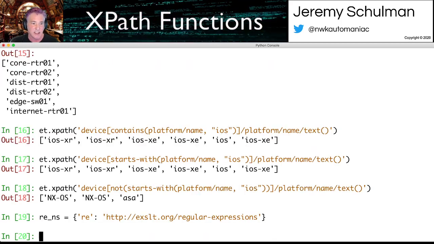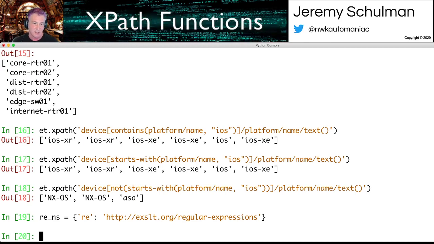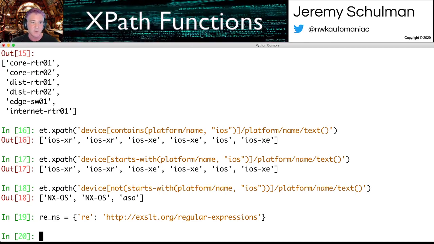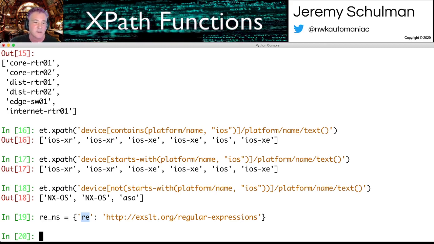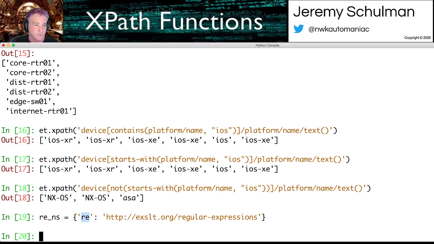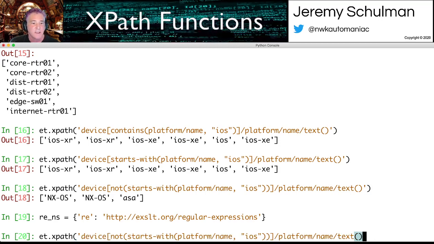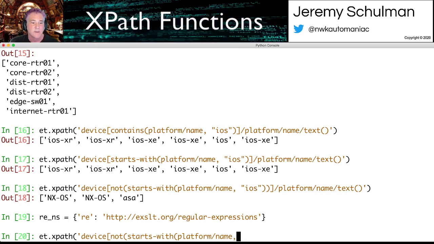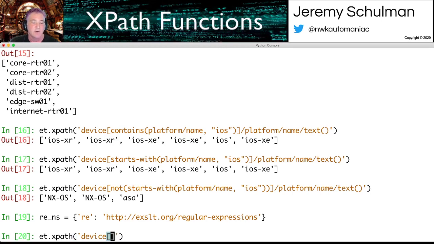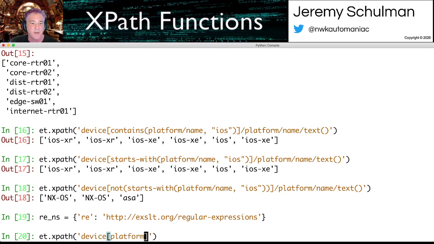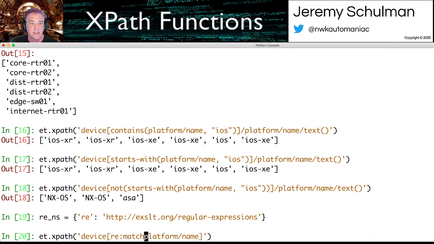So I'm just setting up a dictionary. There's nothing really magical about the dictionary itself, but in order to use the dictionary or to use these functions, I'm going to prefix the function name with RE and then invoke the function. So for example, I'm going to say XPath. I'm just going to hit up arrow here. All right, so we have the basics and we want to check platform name, but what we want to do is we want to use a regular expression. So I'm going to say match.